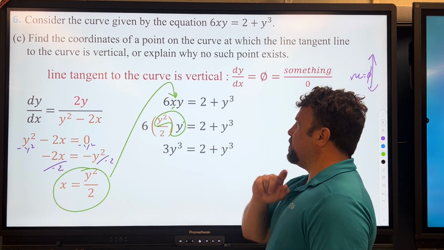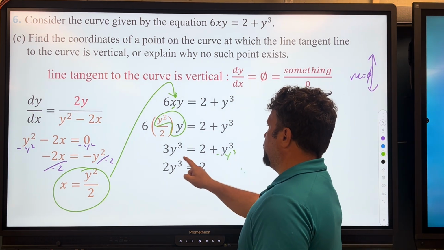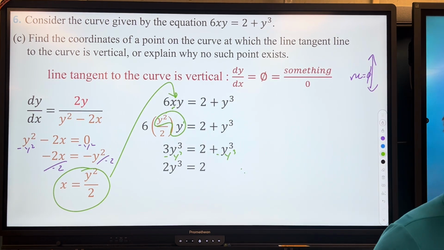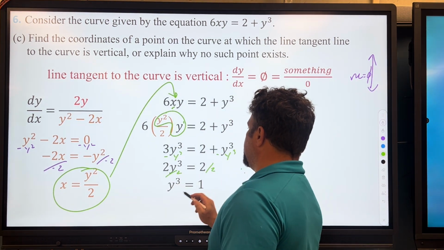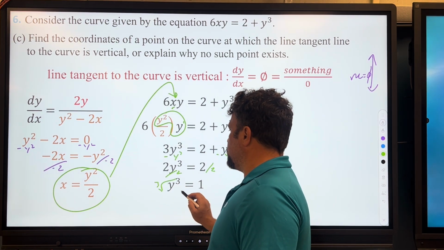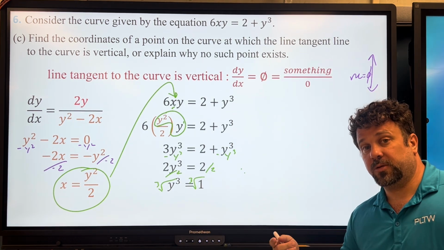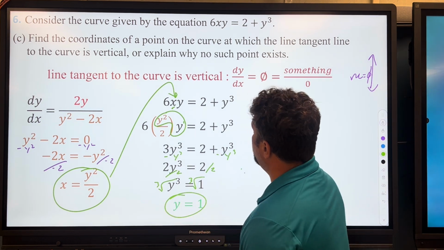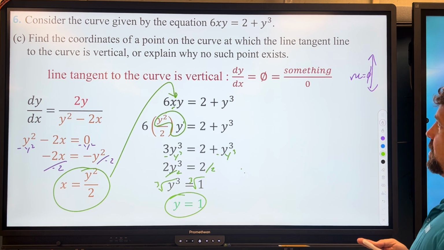I can subtract the y cubed from both sides, giving me 2y cubed equals 2. And this one's going to come out nice. I can divide by 2 on both sides, giving me y cubed equals 1. I take the cube root of 1. What times what equals 1? All right, y equals 1. So when y equals 1, this is undefined.